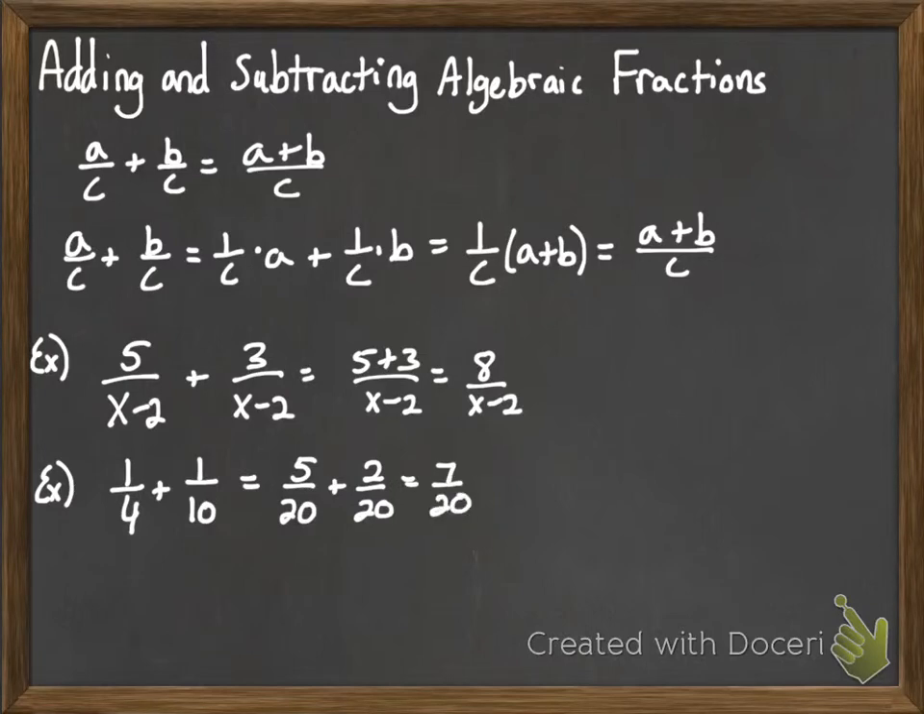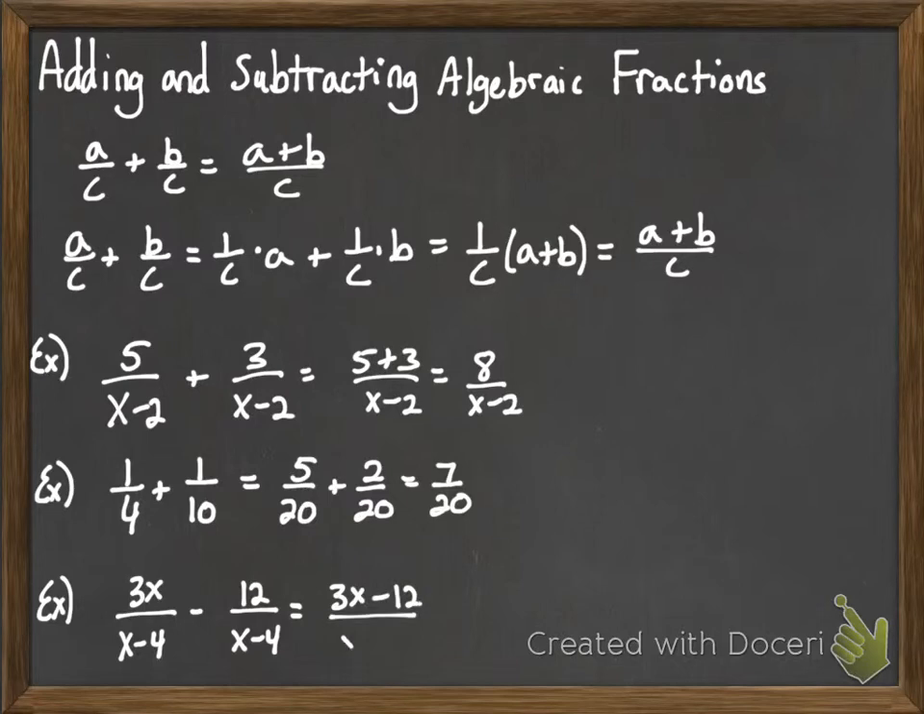Okay, we're going to consider one more example in this introductory video, and then we'll do a few more examples in the next video. So here we have 3x over x minus 4 minus 12 over x minus 4. So once again we have a common denominator. So we go ahead and put those together. 3x minus 12 over x minus 4.